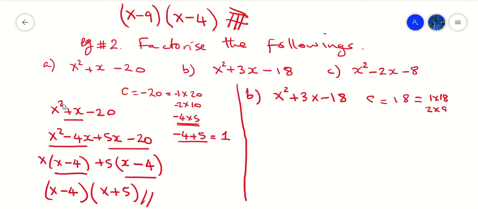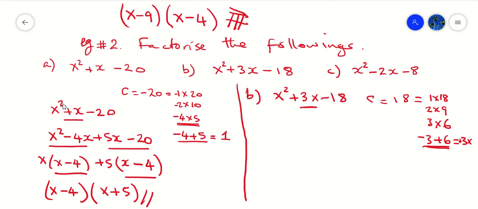2 times 9, lakini itakayonipa 3 ni 3 times 6. Kwa hiyo 3 times 6, I need positive 3. How do I get positive 3? Moja katika nambari hizi I need to give it negative sign, the other one I need to give it positive. Kwa hiyo nikiipa negative 3 plus 6, hii itanipa sawa sawa na positive 3x.